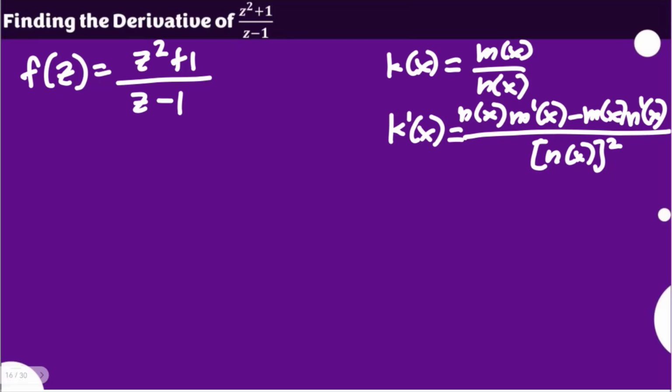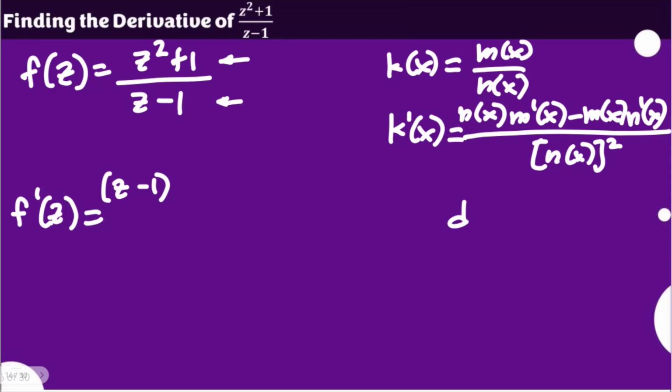That's the general rule for our real numbers, but if we're going to change it to z, that's also true for our complex numbers. Here, our denominator is z minus 1, our numerator is z squared plus 1. So our first derivative here would be equivalent to, allow me to move it down here, okay? So you will have here your denominator, that's z minus 1, times the derivative of your numerator.